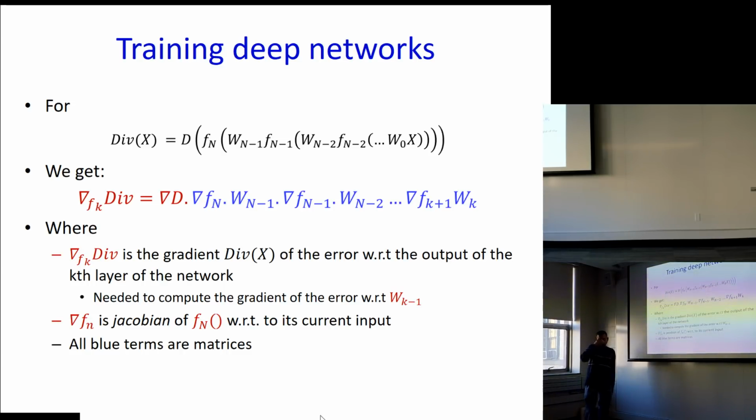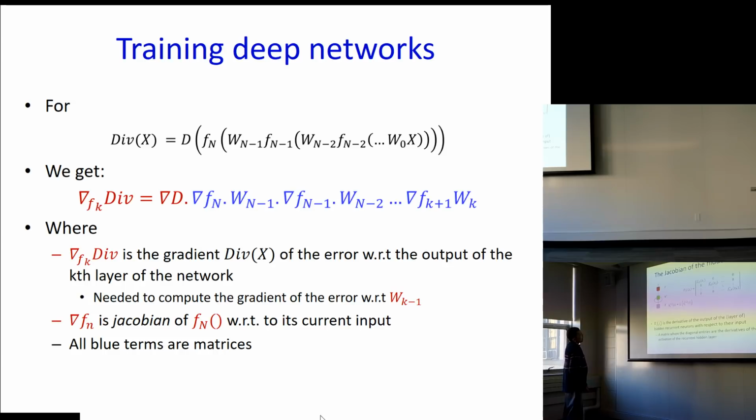The red term is a row vector, in our notation. So the first red term is a row vector, and subsequently the chain rule keeps tagging on matrices which are either the weights matrix or the Jacobian of the activation. You just keep sequentially tagging things on.